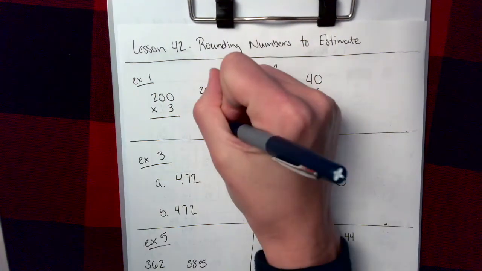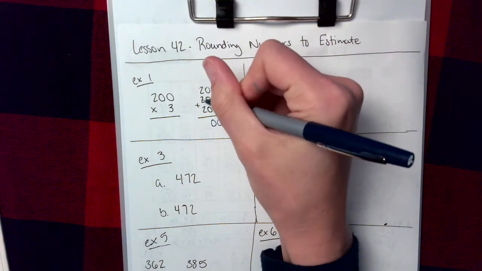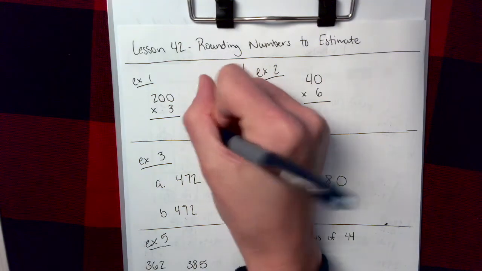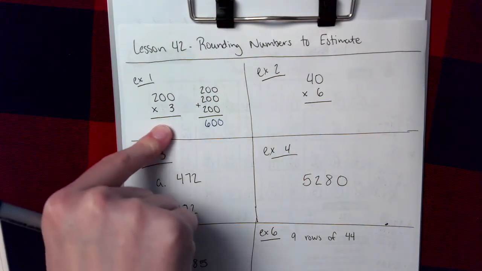Let's start adding first. 0 plus 0 plus 0 is 0. 0 plus 0 plus 0 is 0. 2 plus 2 is 4, plus 2 more is 6. So we get 600. Now, today we're also going to learn how to multiply these.